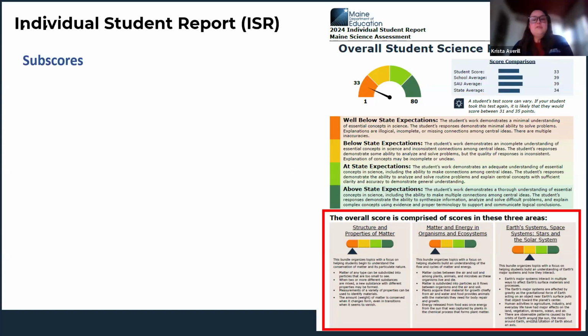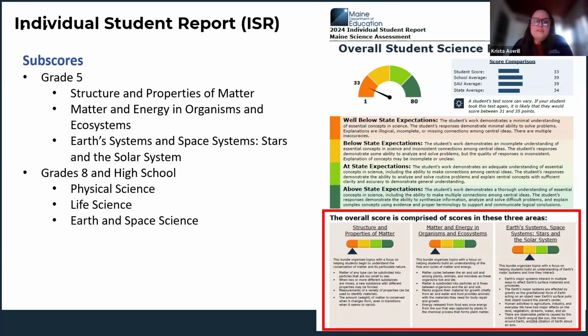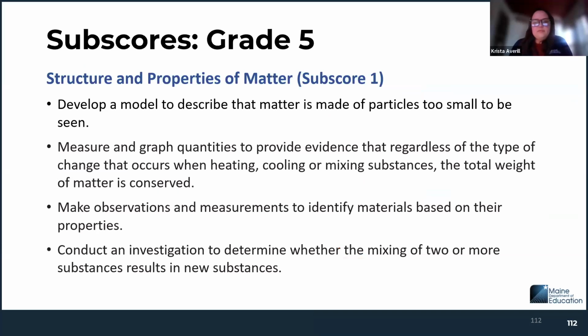We also have our subscores on the ISRs. So you'll notice them at the bottom. Grade 5 does have different subscore topic areas than grades 8 and high school. So grade 5 will be structure and properties of matter, matter and energy in organisms and ecosystems, earth systems, and space systems. And grades 8 and high school have physical science, life science, and earth and space science. You can see on the blueprints which standards are aligned to each of these subscore areas. I'll also just briefly put each of them on the screen for you here.